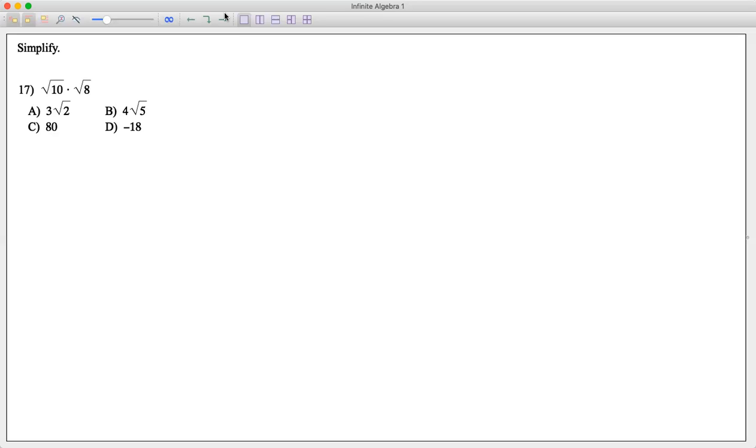Now what do we do? We looked at these numbers. We asked ourselves, will any of these numbers go into here? It's basically simplifying the radical. Radical is the square root, okay?